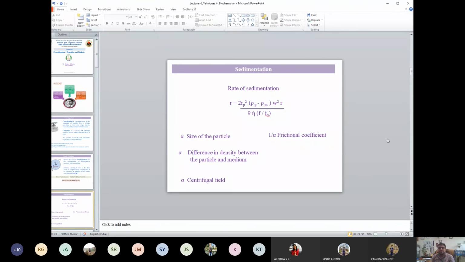So again, to repeat this, rate of sedimentation is directly proportional to the radius of the particle. It is directly proportional to the difference in density between the particle and medium. It is directly proportional to the angular velocity. It is inversely proportional to the viscosity. It is inversely proportional to the frictional coefficient of that particular medium. So these are some of the derivations which we can easily make out from this particular equation.